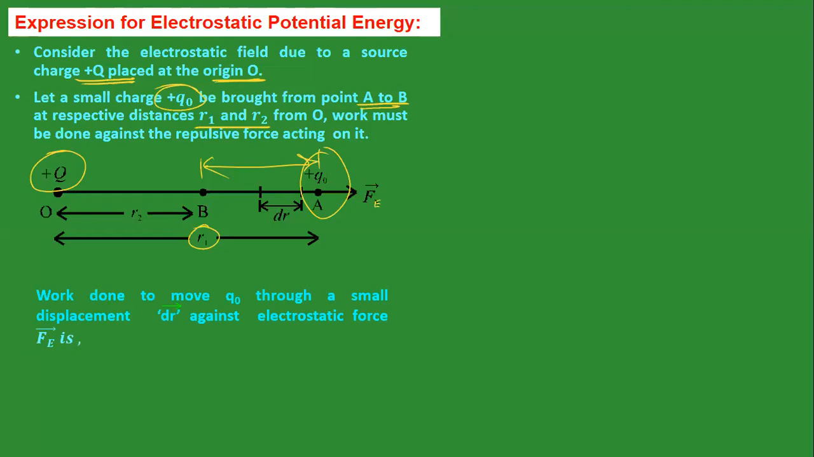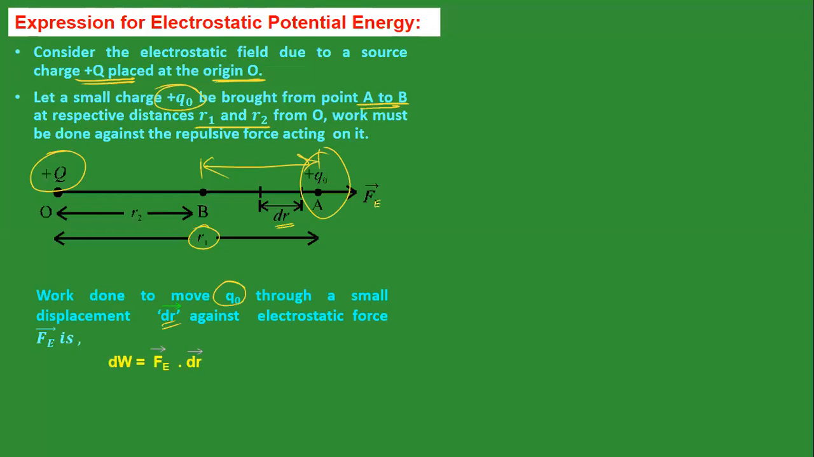So here pay attention, work done to move a charge Q0 through a small distance dr. First we find out work done to move a charge through a small distance dr against the electrostatic force Fe. So this dr is the small distance. We find out work done for that. Then we find out total work done to displace it from a distance R1 to distance R2.